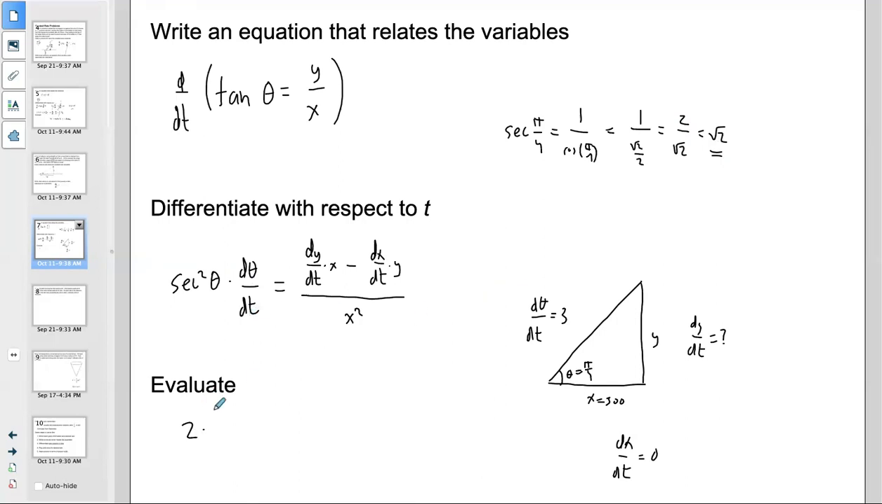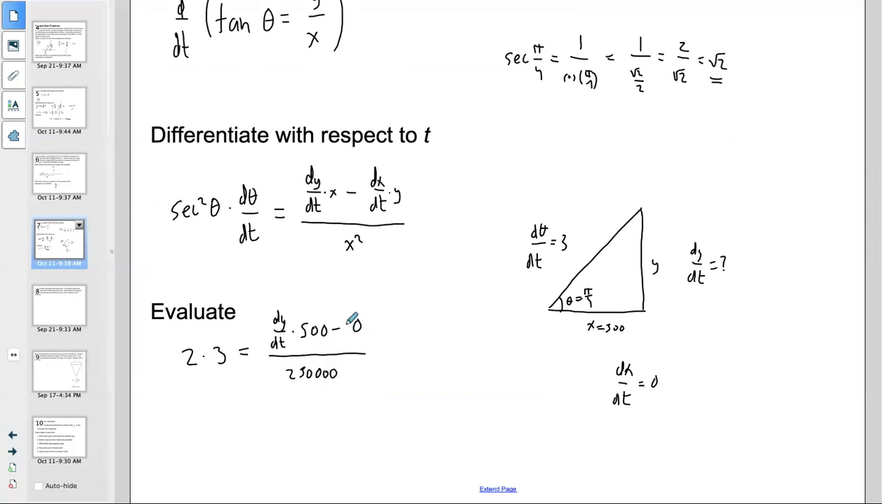D theta dt, I was told was 3, and it's positive because the angle is getting bigger. Dy dt is what I'm looking for. So dy dt, I'm just going to leave in there, times x, which is 500, minus dx dt is 0, so I don't really care what y is. And then x squared is 2,500. 25 with 4 zeros. Yeah, that's right. So sure.